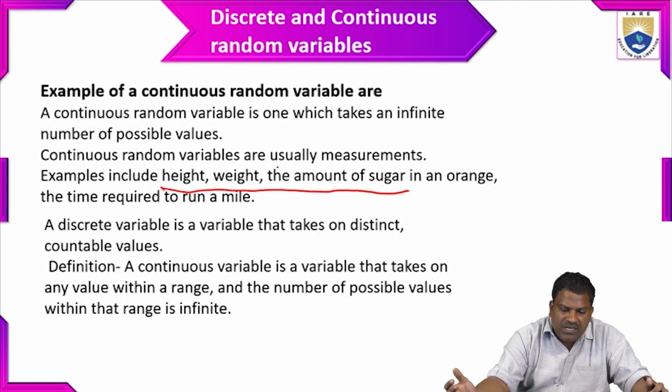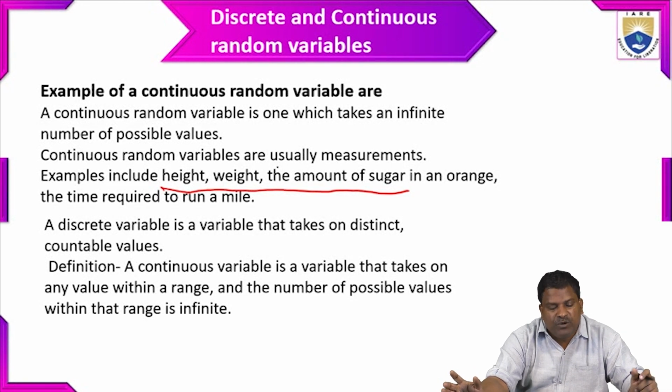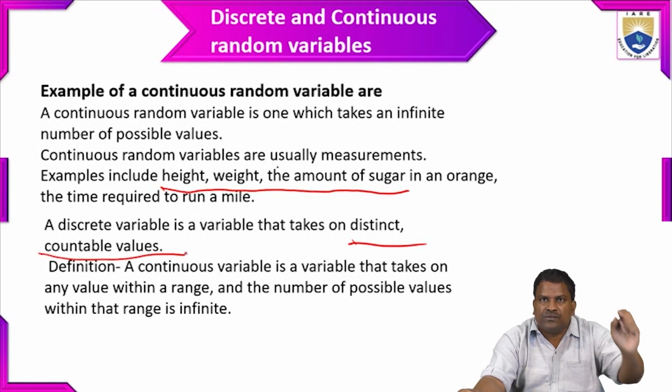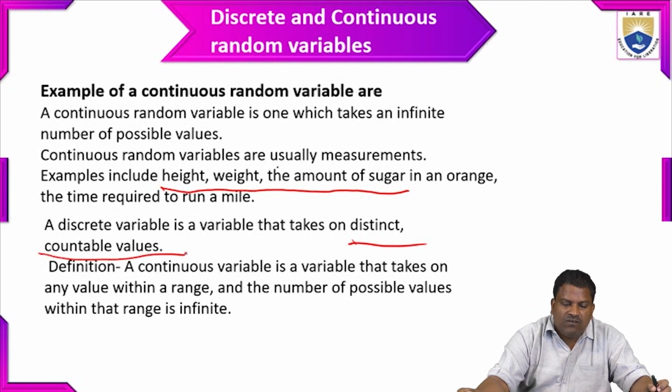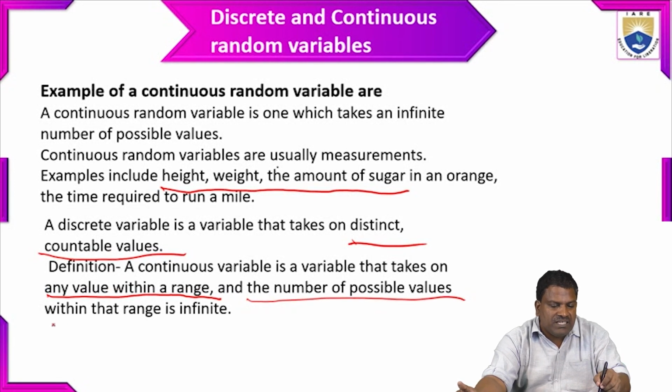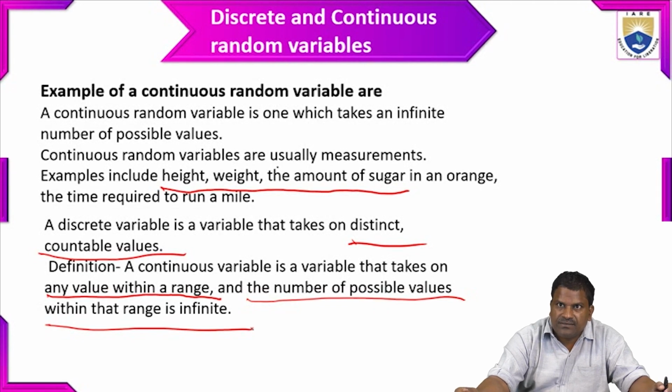A discrete variable is a variable that takes on distinct countable values. Now let us see the definition of a continuous variable. A continuous variable is a variable that takes on any value within a range, and the number of possible values within that range is infinite.